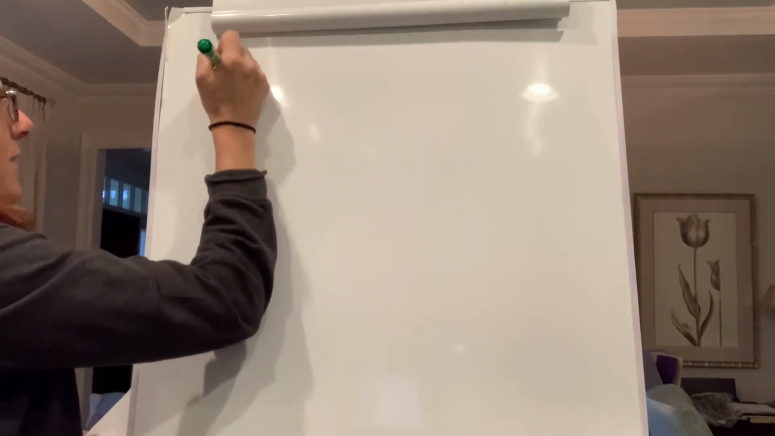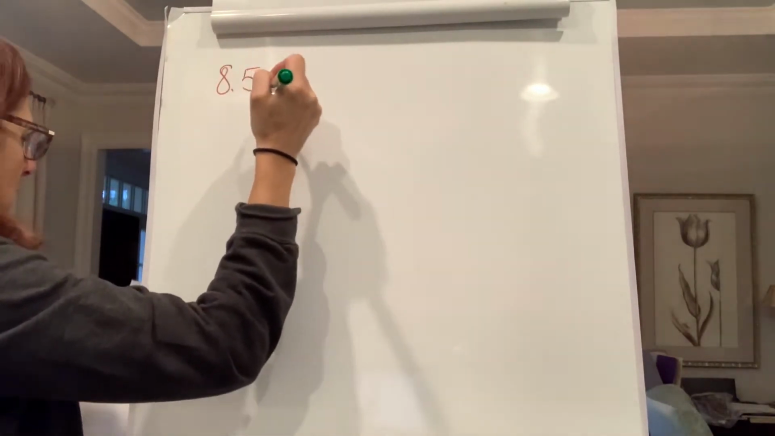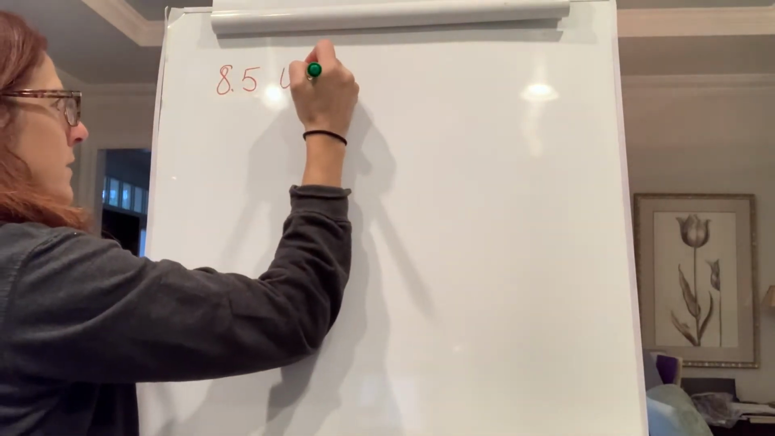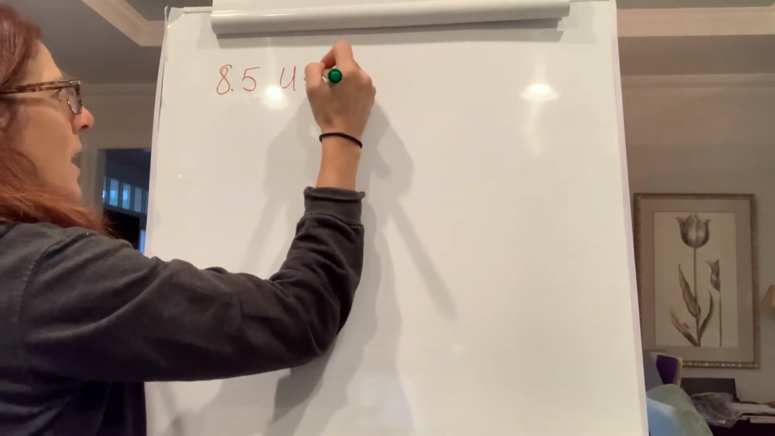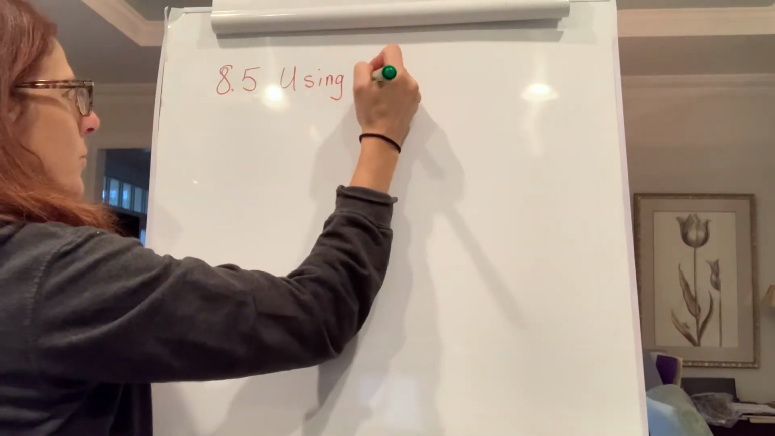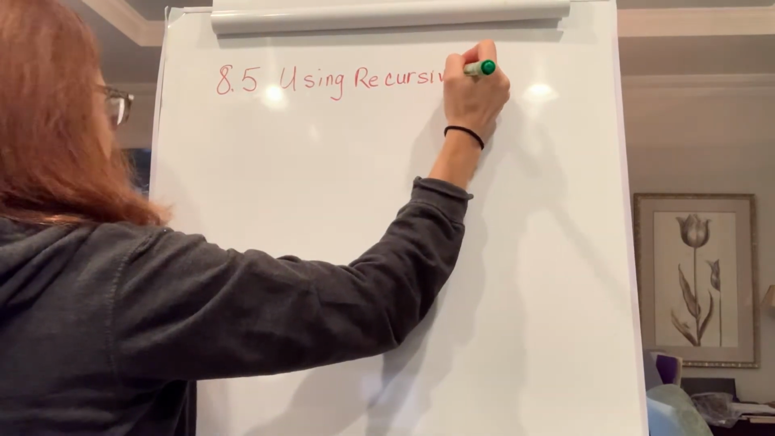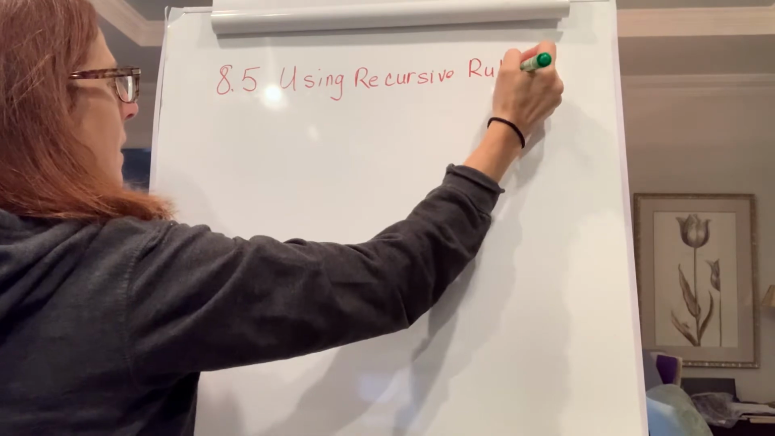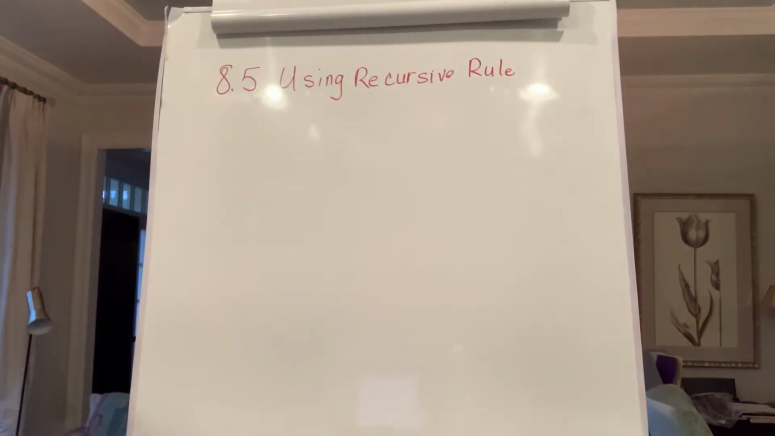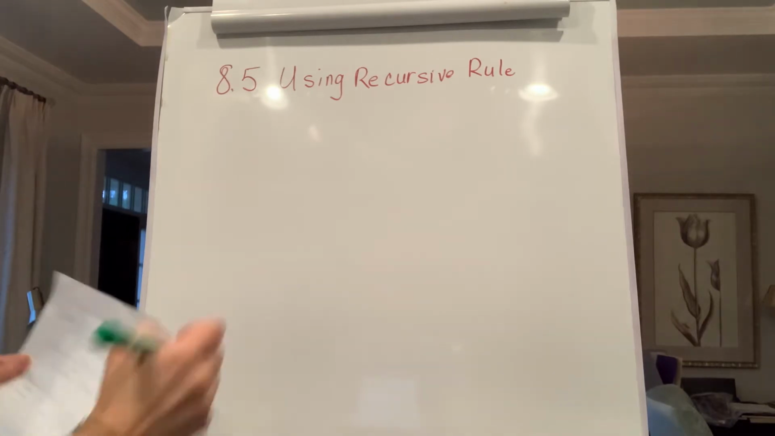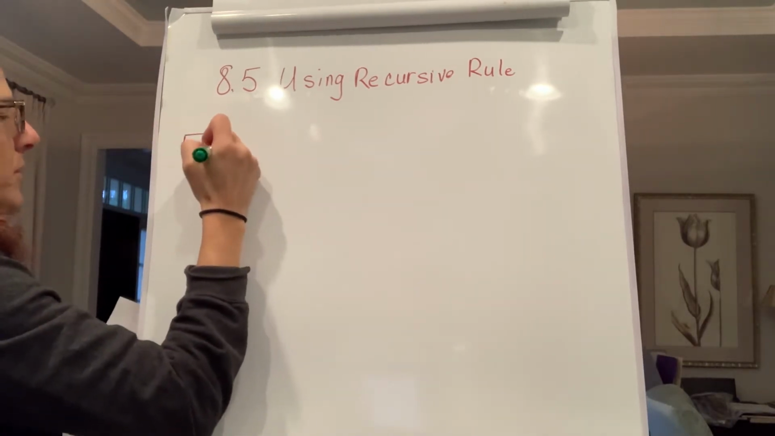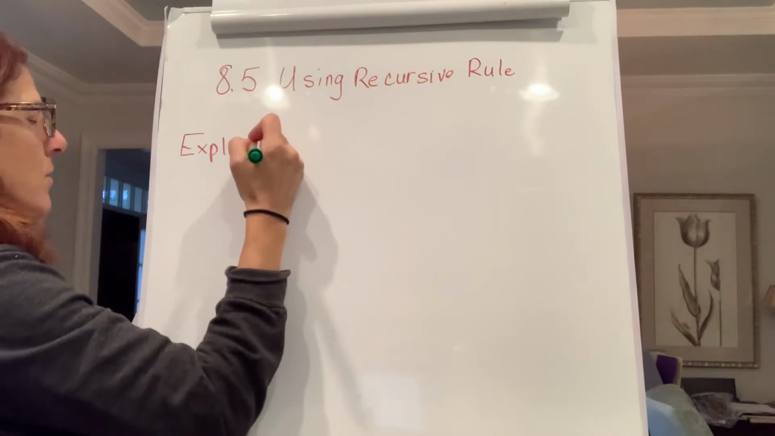All right, so our last section is using recursive rules. I mentioned this at the very beginning of the unit on sequences, that there were two types of rules. They were called explicit rules and recursive rules. So we've already learned how to write the explicit rule for a sequence.